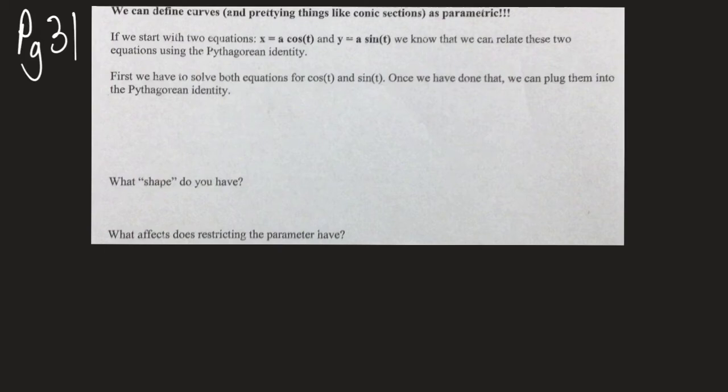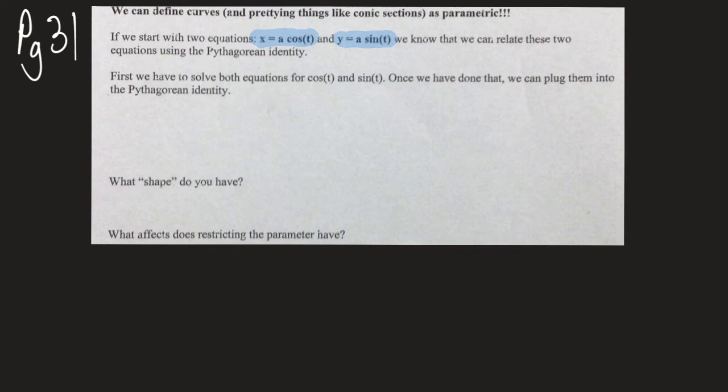Hi everyone. So today we're going to be on page 31, and hopefully you're familiar with our parametric equations at this point. What we're going to do is look at what happens when we mix in our trig equations from last semester. Here we have x equals a cosine of t, y is equal to a sine of t.